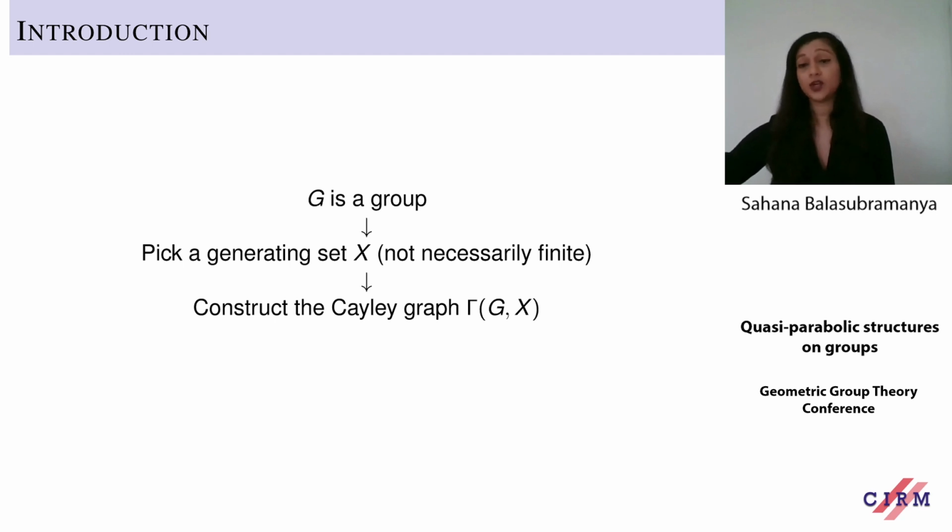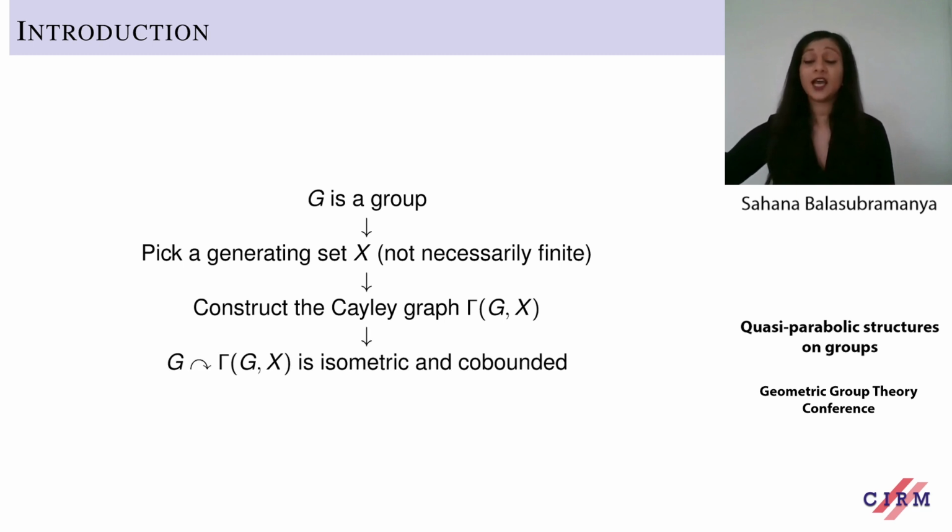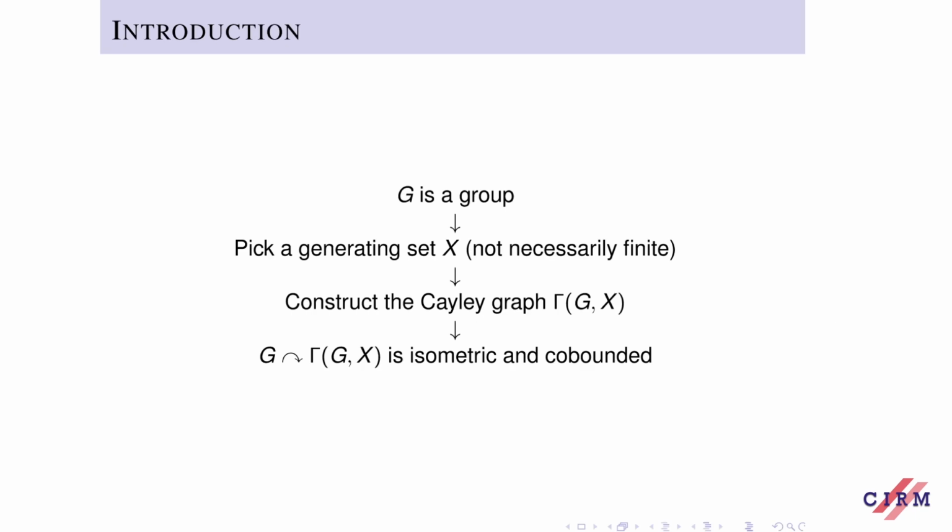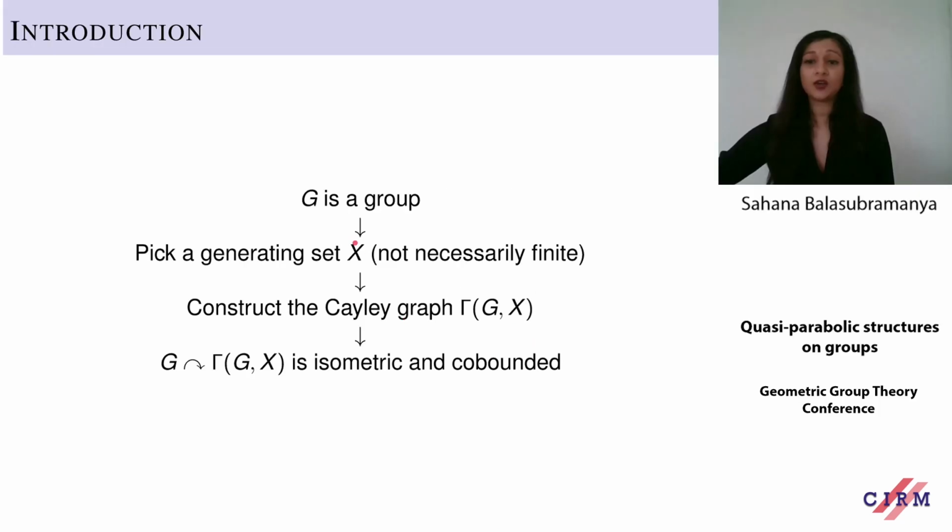And the nice thing about constructing this Cayley graph is that we've turned our group into a metric space with respect to the word metric on X. And our group has an action on this graph, which is simultaneously isometric and co-bounded. So not only do we have a metric space, it comes equipped with a natural interaction with the group. But this process is very much dependent on the choice of your generating set X. Because if you pick different generating sets, then the resulting Cayley graphs can look very different.